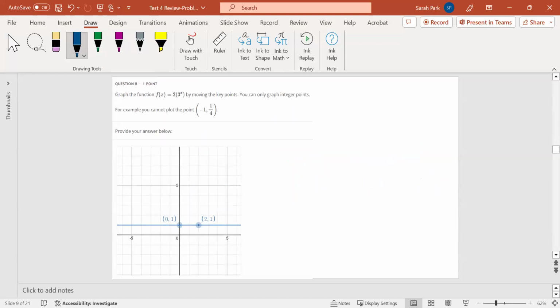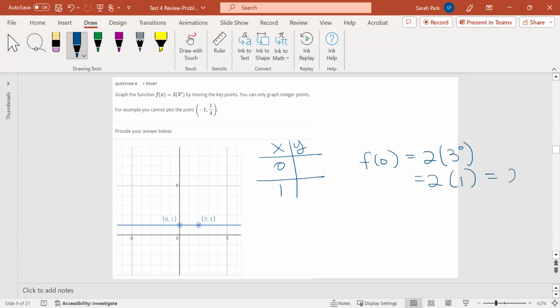Okay, number 8, another similar problem. Graph the function f of x equals 2 with base 3 to the x by moving key points. And so the same thing, let's use an xy table, 0, 1. F of 0 is 2 times 3 to the 0 power, and 3 to the 0 power is 1. So we have 2 times 1, which is 2. So there's my first point. And we have f of 1, which is 2 times 3 to the first, is 2 times 3, which is 6.